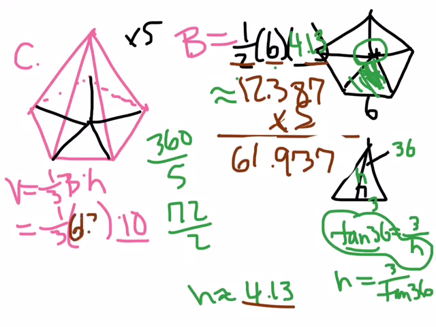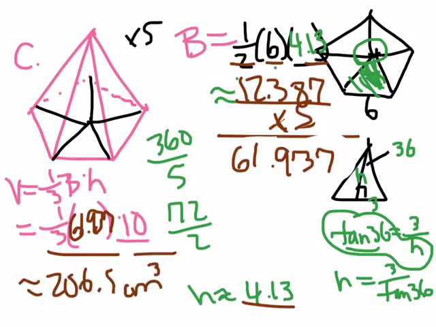That is the base area because we multiplied the area of the triangle. This times 5, so that's the pentagon. Put it in over here. About 206.5 cubic centimeters. Okay, sorry about that. Feel free to go back and correct. I'm going to finish up the last 2 examples.